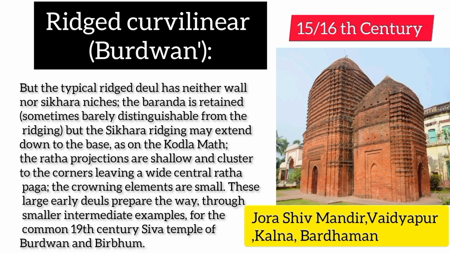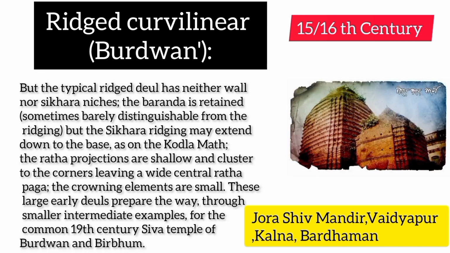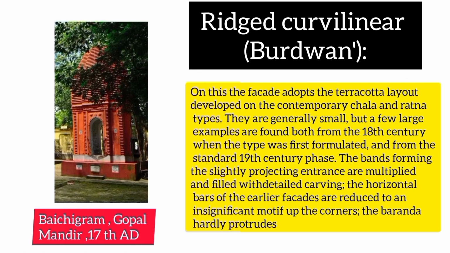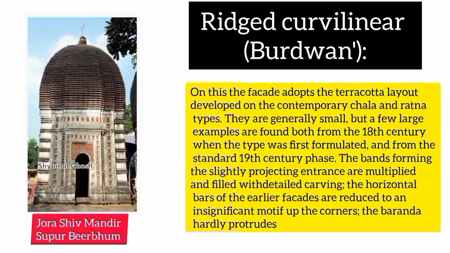These large early Deuls prepared the way, through smaller intermediate examples, for the common 19th century Shiva temple of Bardhaman and Beerbhum. The facade adopts the terracotta layout developed on the contemporary Chala and Ratna types. They are generally small, but a few large examples are found, both from the 18th century, when the type was first formulated, and from the standard 19th century phase.